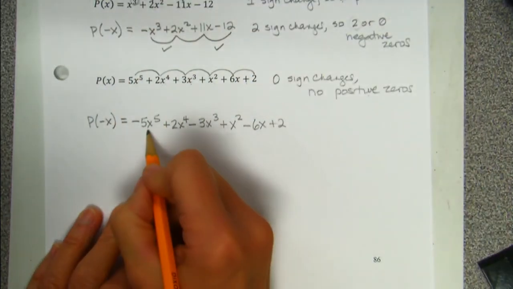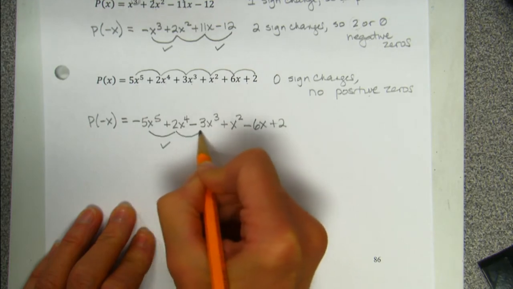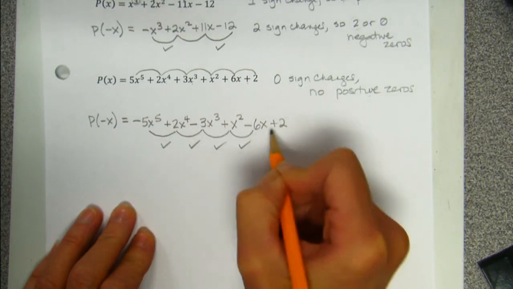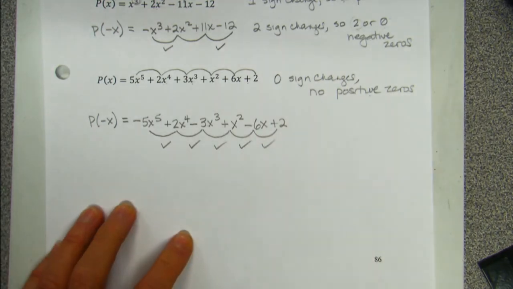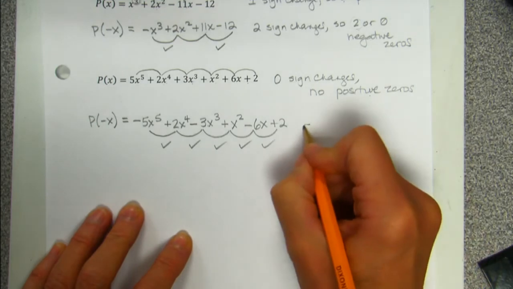All right, sign changes. Negative to positive, there's 1. Positive to negative, there's 1. Negative to positive, positive to negative, negative to positive. 5 sign changes.